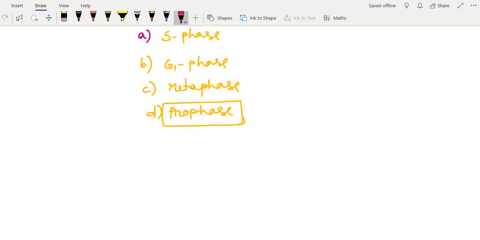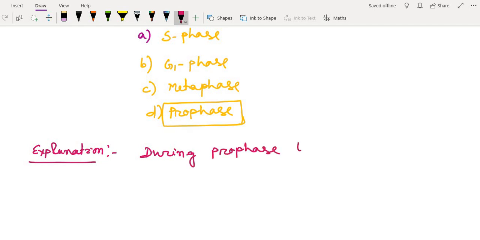Now, let's move to the explanation part. Explanation. During prophase, the chromosomes get condensed. Cytoplasm also increased in amount.